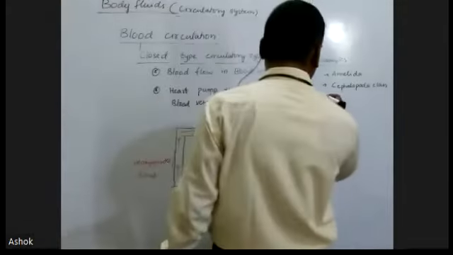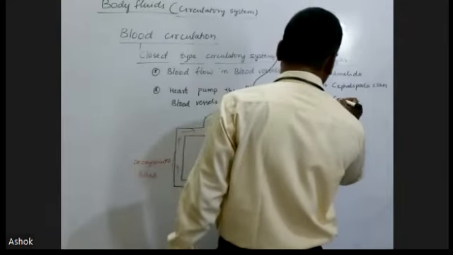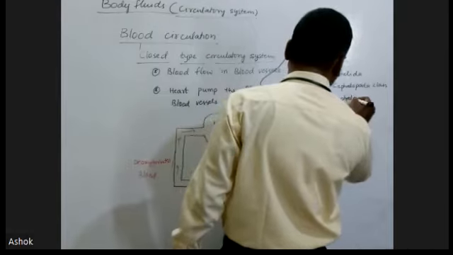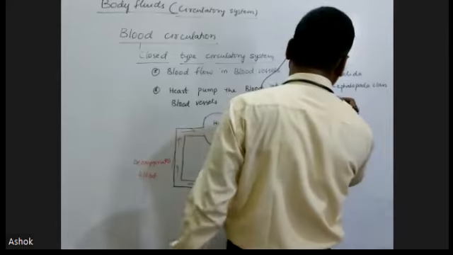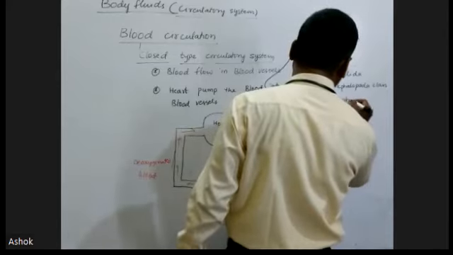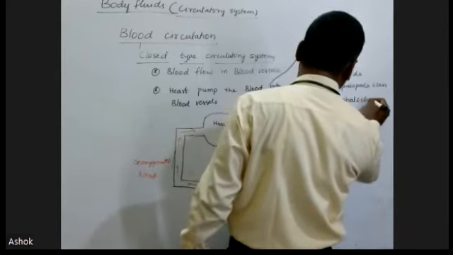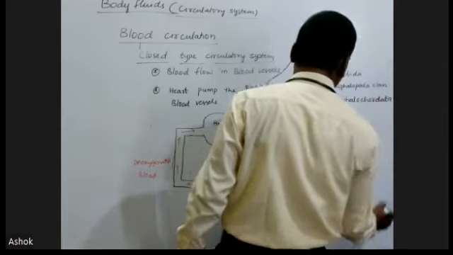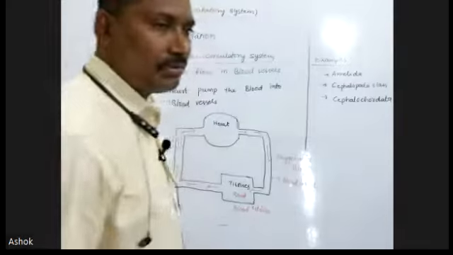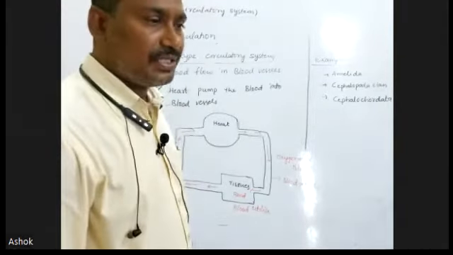And take Cephalochordata, subphylum Cephalochordata. Cephalochordata also contains a closed type of circulatory system.